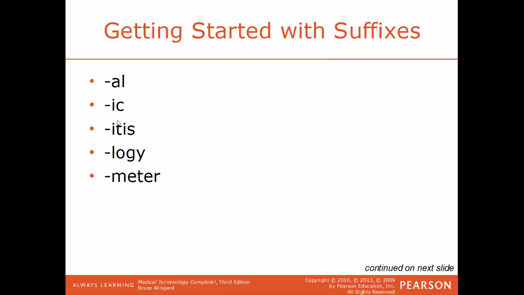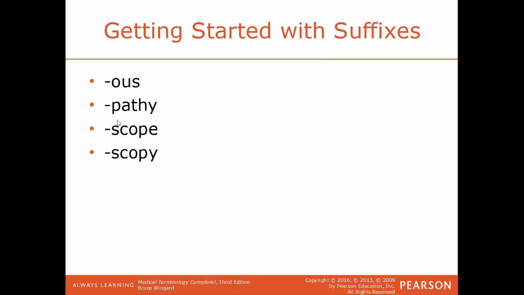Meter means to measure. A barometer measures air pressure. A glucometer measures glucose or blood sugar levels. Ous also means pertaining to, just like al and ic. Pathy, which we talked about in the first video, is a reference to disease.